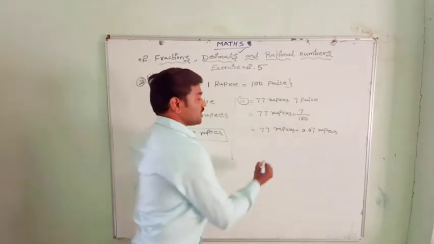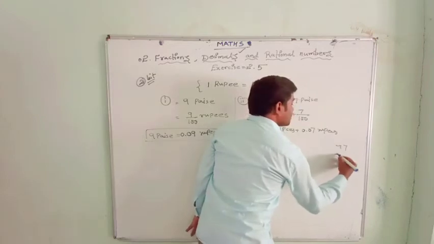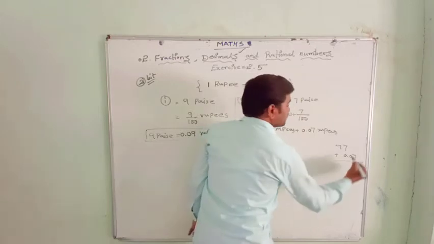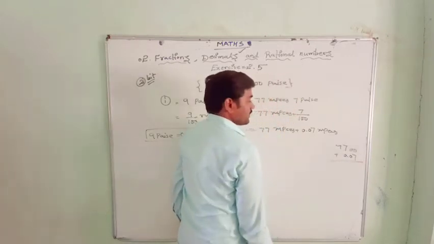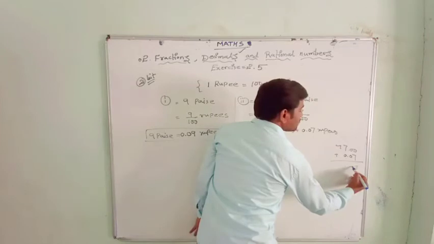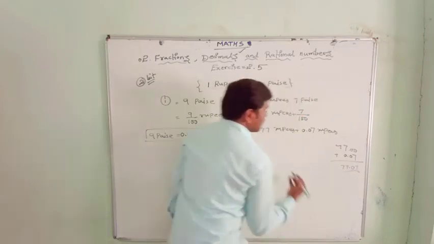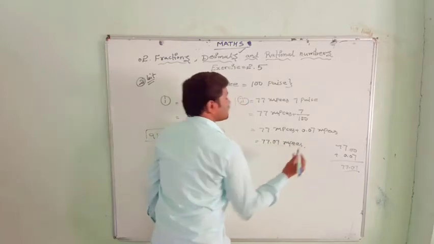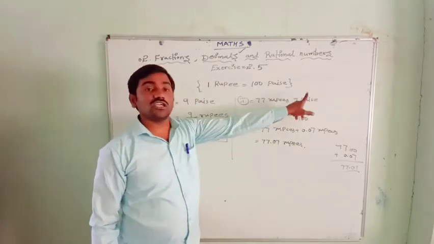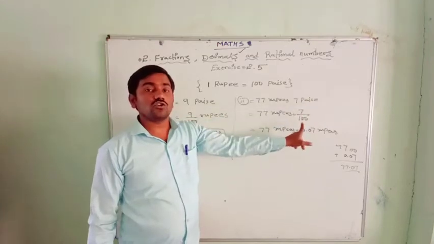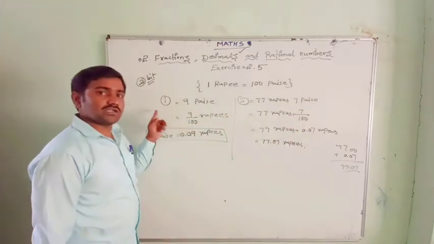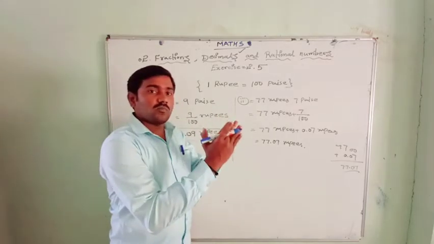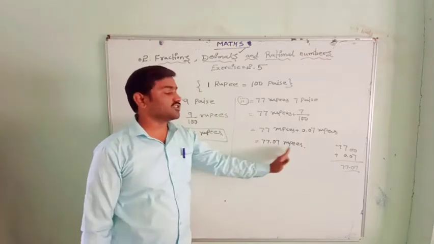Now let us add both of these. 77 plus 0.07. Let us add it here. 77.07 rupees. Simple. That 7 paisa we need to change into rupees. 7 paisa equal to 0.07 rupees. 9 paisa equal to 0.09 rupees. So 77 rupees plus 0.07 equal to 77.07.